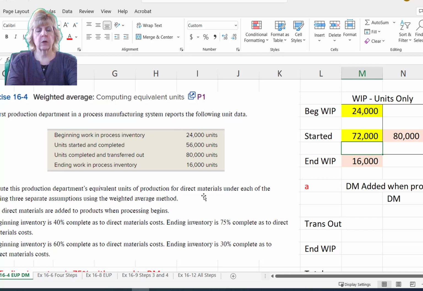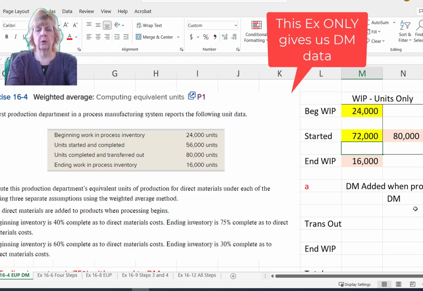So I'm going to read the directions again. It says compute this department's equivalent units of production. Okay, this is a key step in those 4 steps for direct materials. So on my screen, you'll notice that conversion costs are not mentioned.